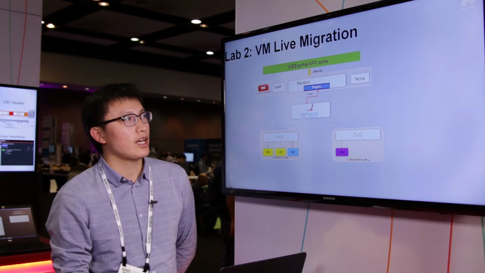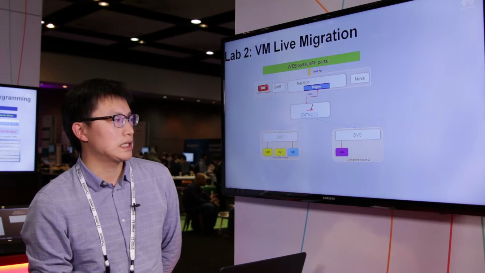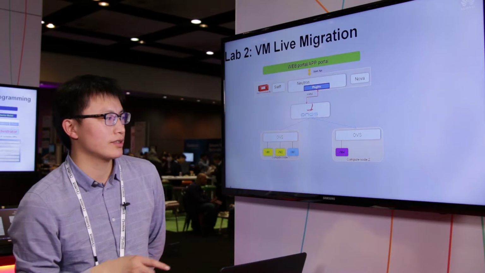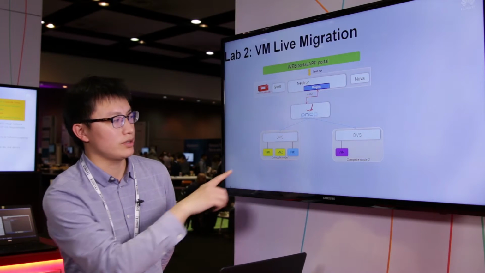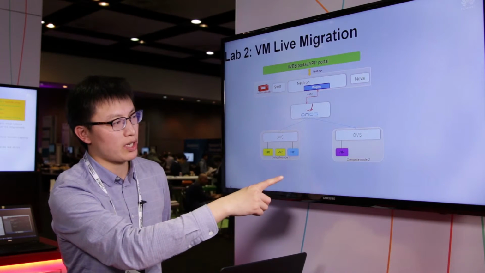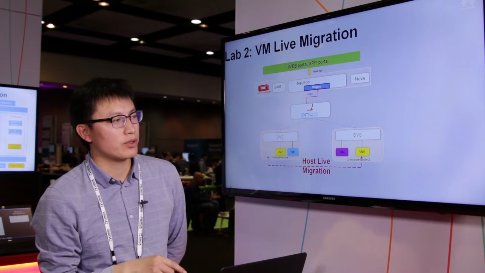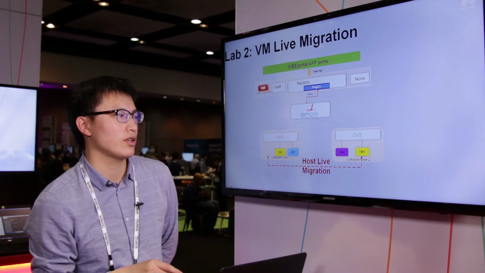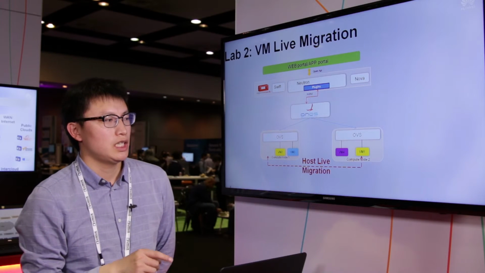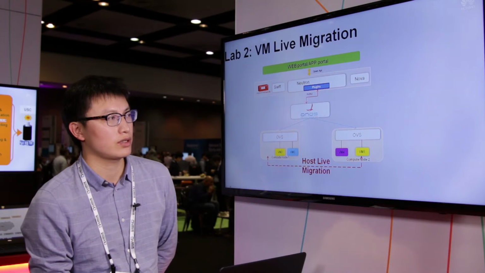The VM live migration is the second lab. If a user is accessing VM1, the administrator will migrate VM1 from compute node 1 to compute node 2. There will be some operations on OpenStack, but the user will not be aware of it. During the host live migration, the network still goes well.